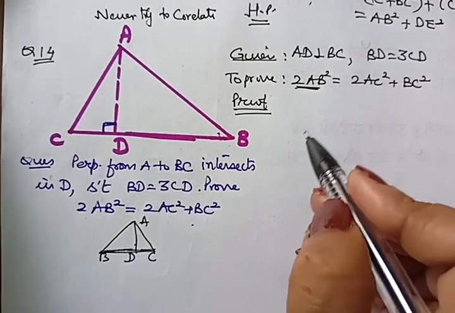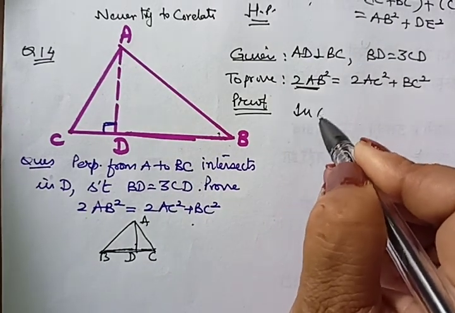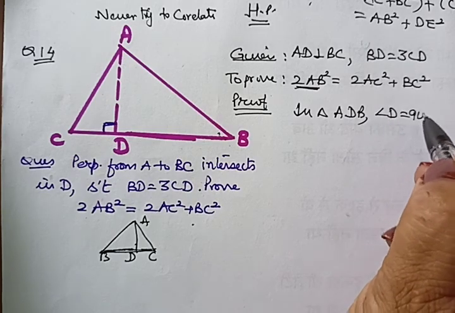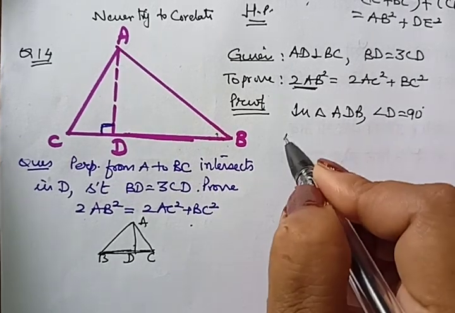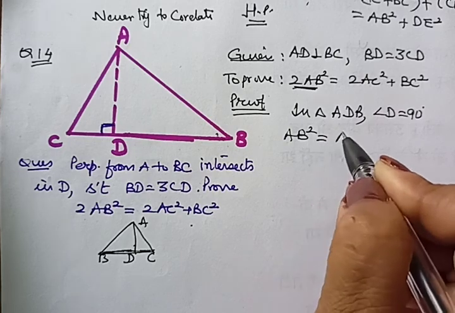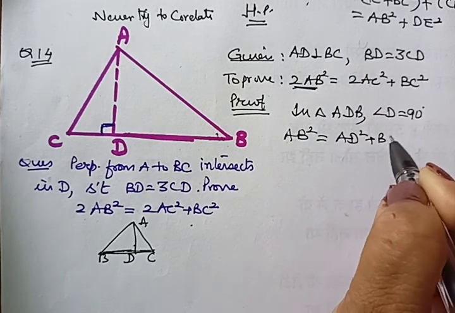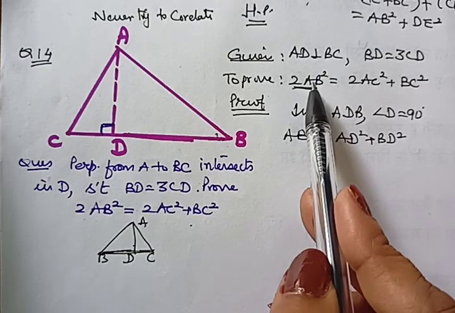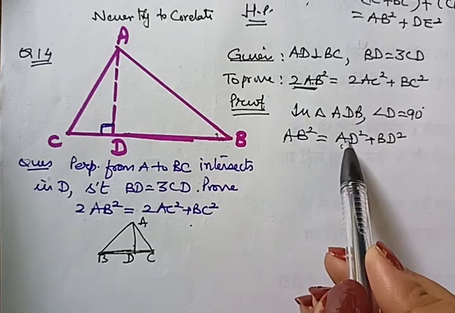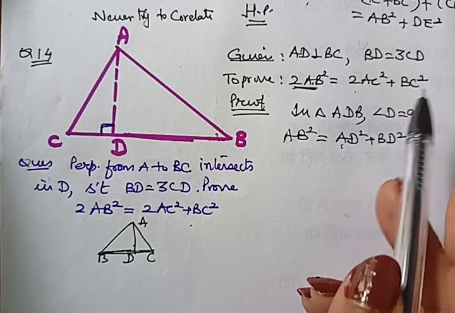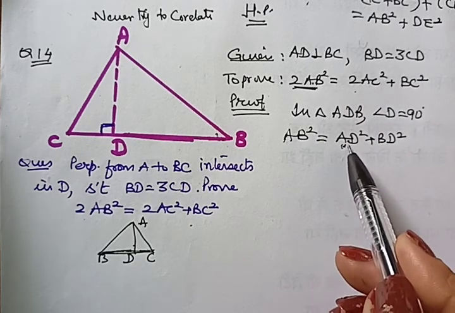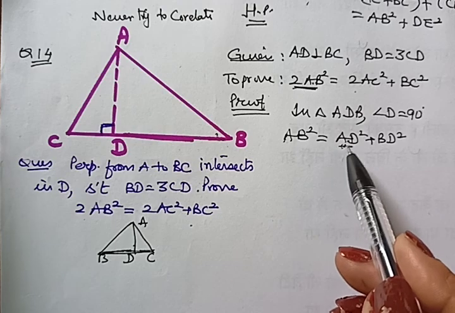Okay, so let us write, in triangle ADB, angle D is 90. Right? So can I say that AB square is equal to AD square plus BD square? Now you see, I want AB square, I have got AB square. Now I don't want AD in the to prove. So try to remove AD. What do I have to try? That I should remove AD. This is my next step.